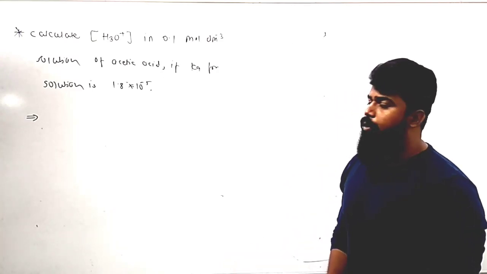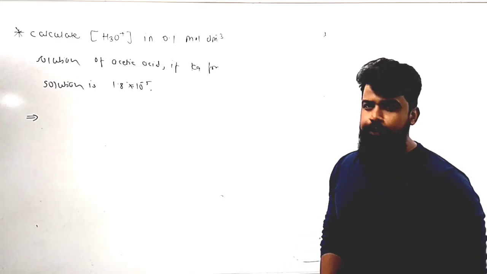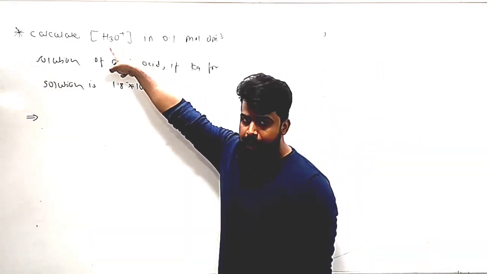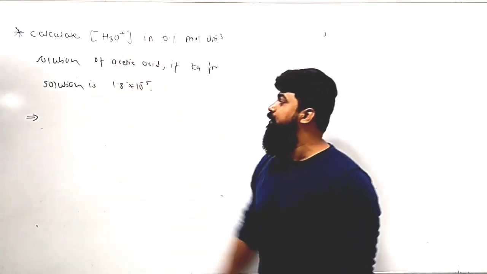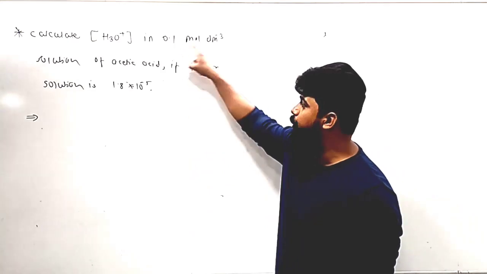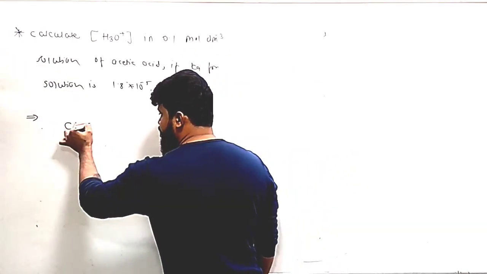So let's discuss the fourth numerical of this chapter. This numerical is also based on the same concept of Ostwald dilution law. In this numerical, they are asking for the number of hydronium ions H3O plus produced by the dissociation of weak acetic acid with the concentration 0.1 molar. Acetic acid is given by the symbol CH3COOH.